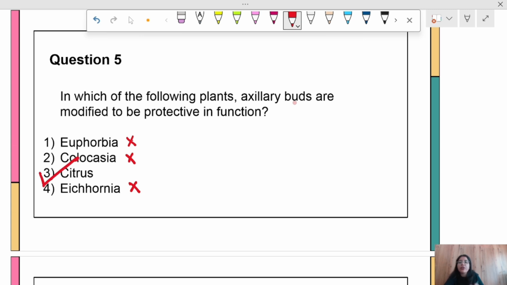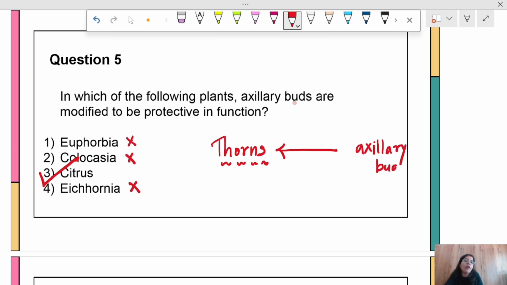It is there in citrus. Citrus and bougainvillea, these are the two examples given for a protective structure which is sharp, woody and pointed, which is formed by modification of the axillary bud of the stem. Okay, this is the modified version of the axillary bud.